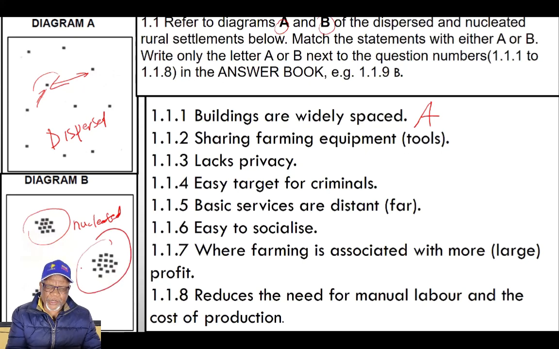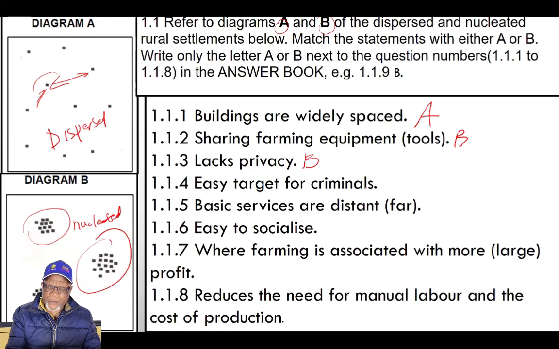Because they are closer to each other, which means now they are able to share. So this one will be a B. It lacks privacy. These people are very close to each other and therefore there won't be privacy. So this will be a disadvantage. This will be a social disadvantage of being in a nucleated pattern.